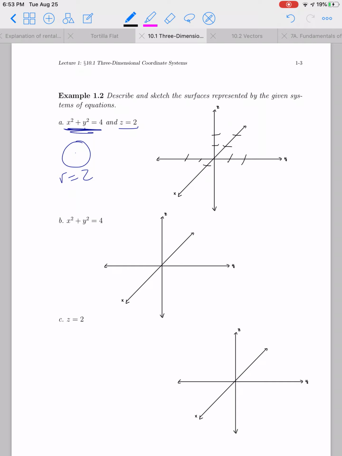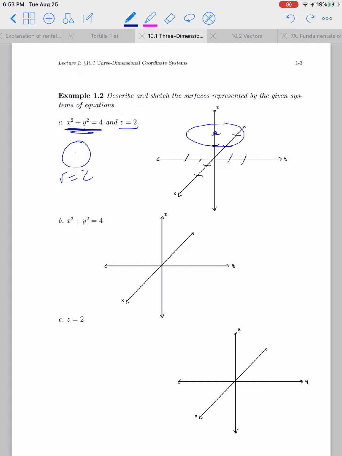I'll label these hashes out, even though it's not terribly necessary. And yeah, this circle looks something like this, more or less. It's just the circle, this curve right here in blue, and it is hovering at z equals 2, the level of z equals 2, and that's it. So we didn't get a surface in this case. The reason we didn't get a surface is because we made a constraint for z. We said z has to be this value.